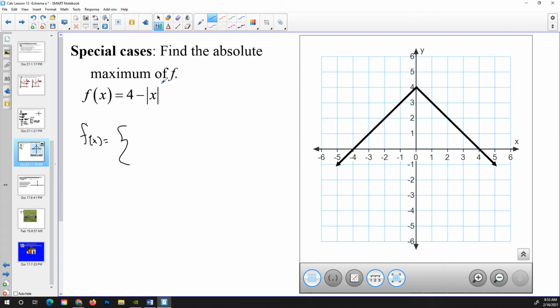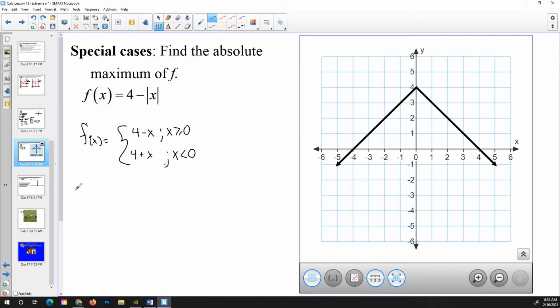And since it's the absolute value, it'll be 4 minus x for values of x that are greater than or equal to 0. And then it'll be 4 minus negative x, because we have to make what's inside negative, for values of x that are less than 0. And minus a negative, we will just fix that right here, and we'll make that plus a positive. Get rid of that parenthesis there.